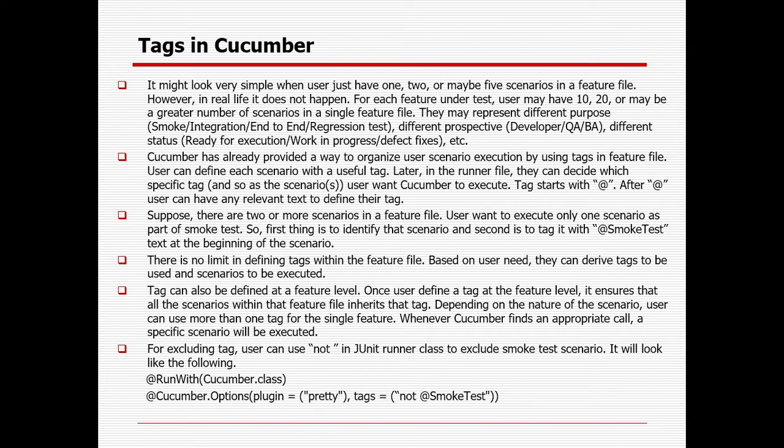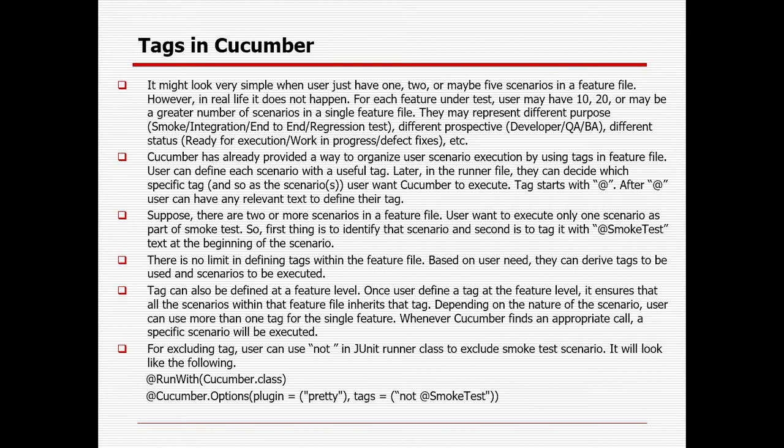A tag can also be defined at the feature level. We can definitely use the tag at our scenario level, but sometimes we use the tag at the feature level as well. Once the user defines a tag at the feature level, it ensures that all the scenarios within that feature file inherit that tag. Depending on the nature of the scenario, the user can have more than one tag for a single feature or single scenario. Whenever Cucumber finds an appropriate tag, the specific scenario will be executed.